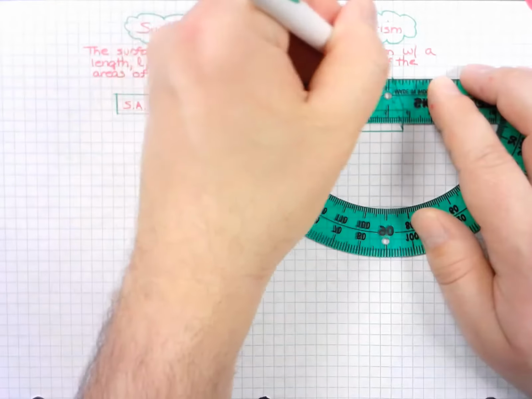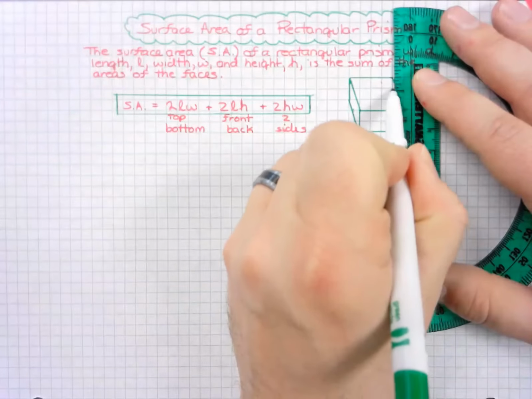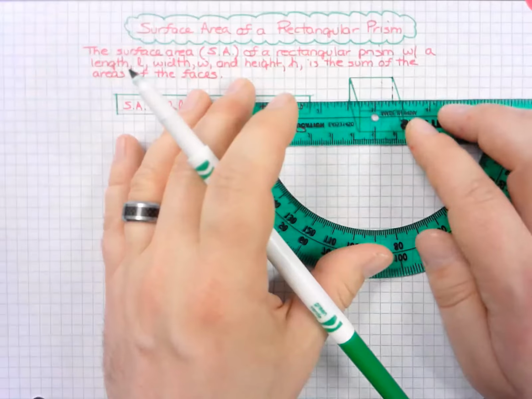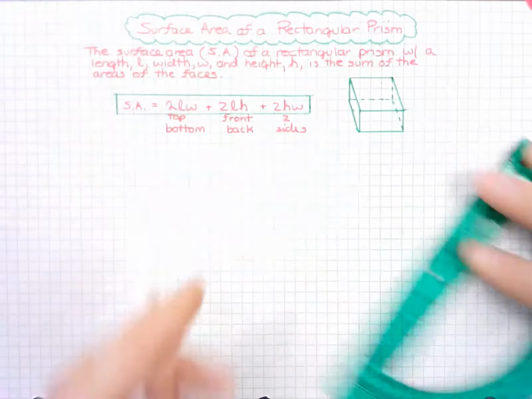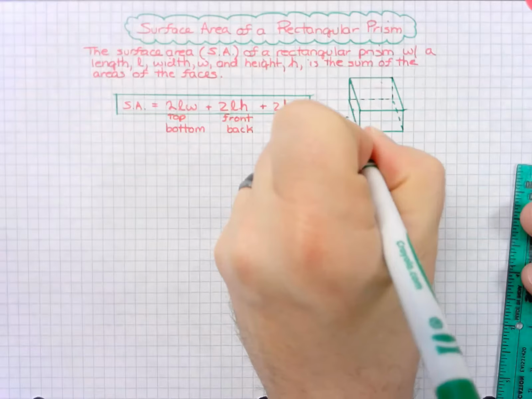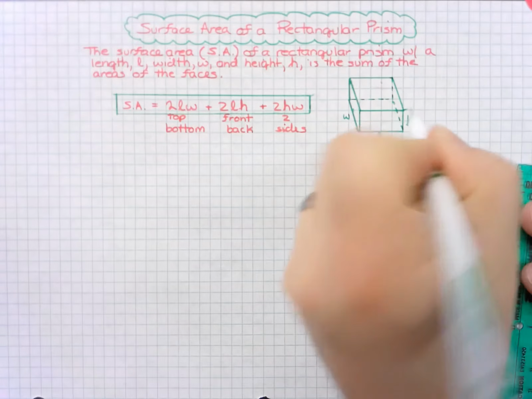Now I can see the top of my box. I can see the inside. I can see the back corner. And so we have a length, a width, which is going back, and a height, which is the height of the box.